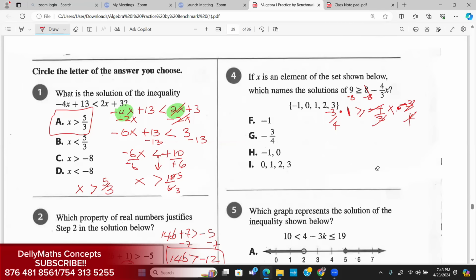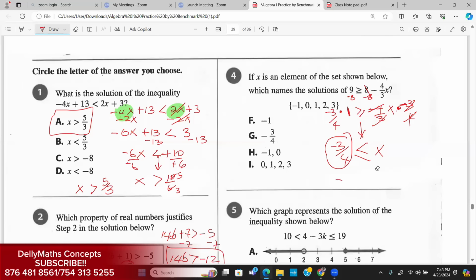So let's take a look now. Because I multiply by a negative number, I'm going to have to flip my sign. So negative 3/4, I'm going to have to flip that sign like that. And I have x here. So x is greater than or equal to, right? x is greater than or equal to negative 3/4.